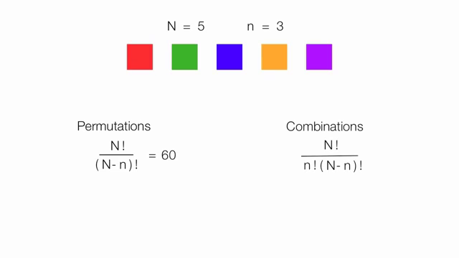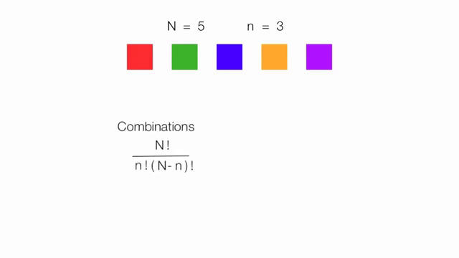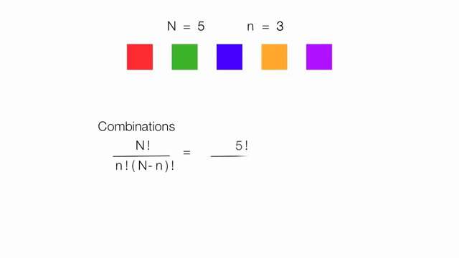Now I will calculate the number of combinations I have. So I will move this over slightly to there. Again, I have 5 factorial divided by the number of objects I'm picking, 3 factorial, times 5 minus 3, and all this factorial.